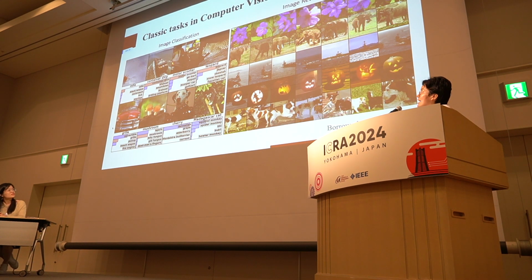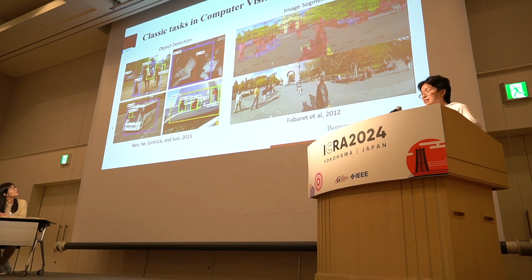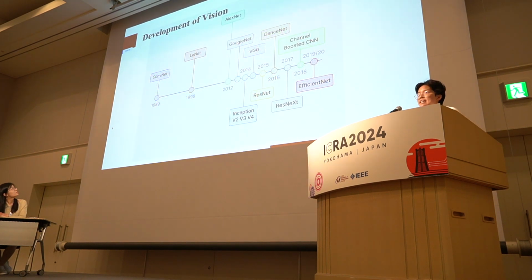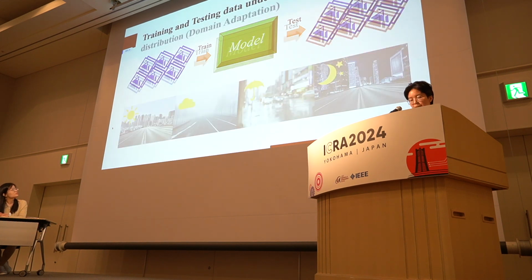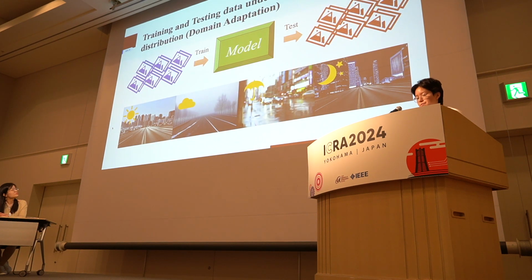We all know there are classic tasks in computer vision: image classification, image retrieval, object detection, image segmentation, etc. And through the past 10, 20, 30 years, computer vision has seen drastic development that nowadays our model architecture can achieve very high performance when the training and testing data are under the same distribution. But in real-world scenarios, many times we only have large amounts of data on distribution A, but we only have a small amount of data on distribution B.